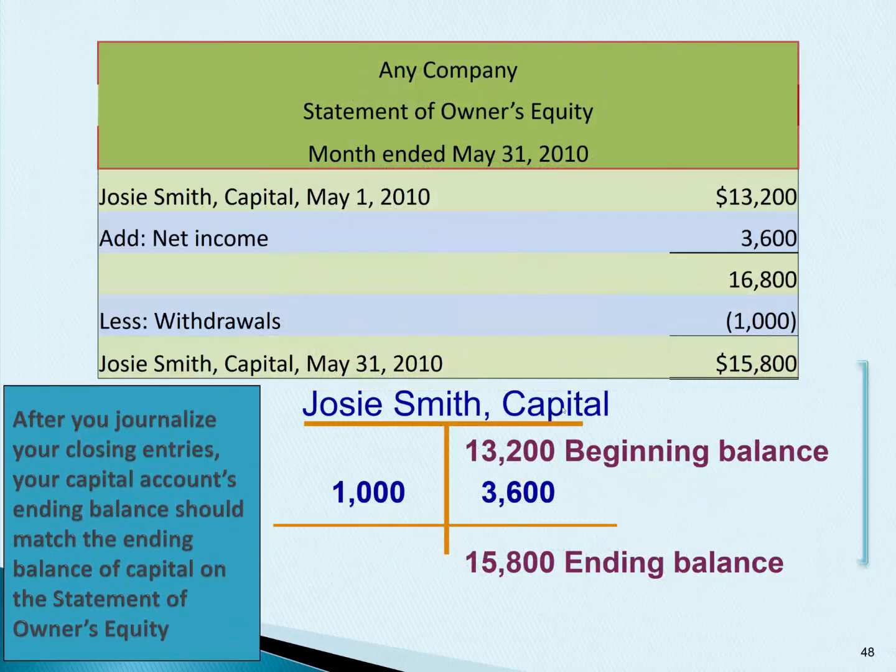And then notice what we're looking at here is a statement of owner's equity. So the statement of owner's equity shows that the ending balance of capital at the end of May is $15,800. So when we go through the closing process and journalize those journal entries, and then we post to the ledger, the capital account's ending balance, $15,800, should match the ending balance on the statement of owner's equity. And that's how we do the closing process.